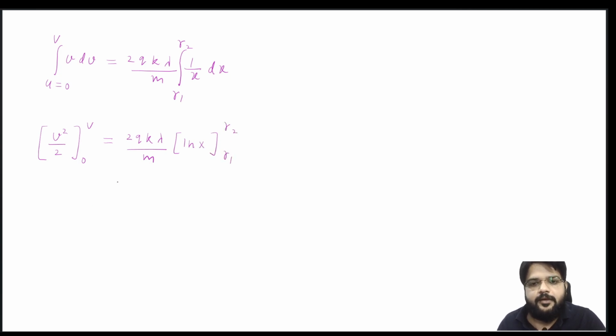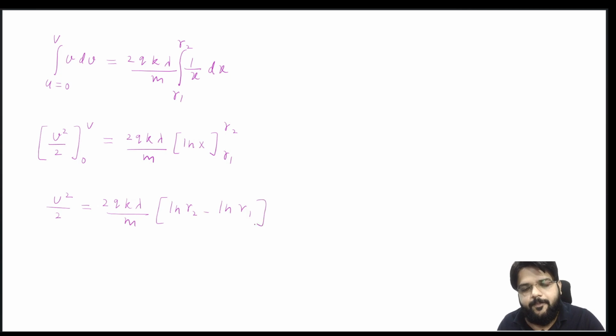All right. So this thing is happening now. After doing the integration, we are getting v square by 2. If we put the limits, then we will get v square by 2 only. Here 2kqλ by m is constant, and now we will put the limit of the integration r2 and r1. So first of all, we will put upper limit minus lower limit, and this thing can be written as like this also, log r2 by r1. Here we are using one log property.